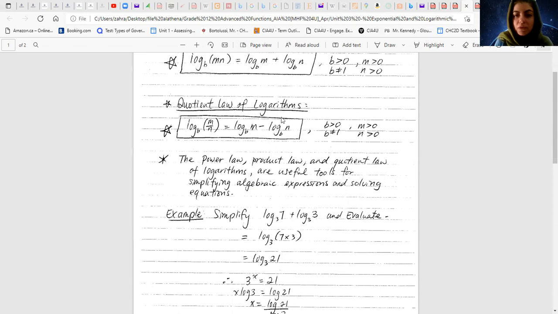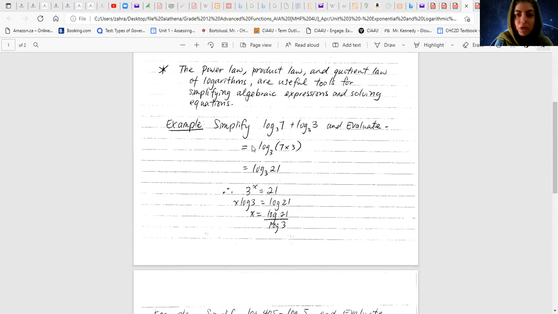So quotient law of the logarithm is log of m divided by n. You can write it as log of m minus the log of n. Log of numerator minus the log of denominator. Again, you can think about the reverse as well. If you have a minus between two logs with the same base, you can put it together as a division. Log of the first one divided by the second one.